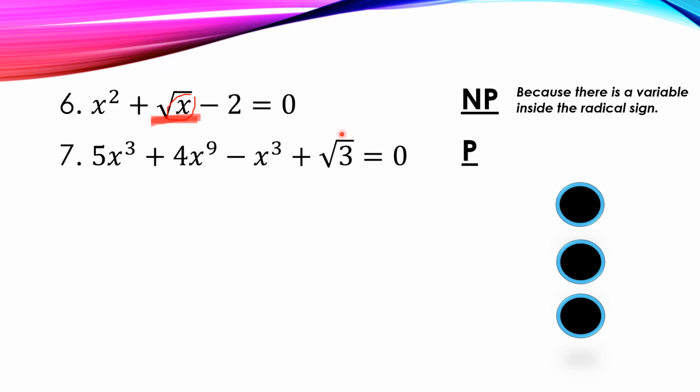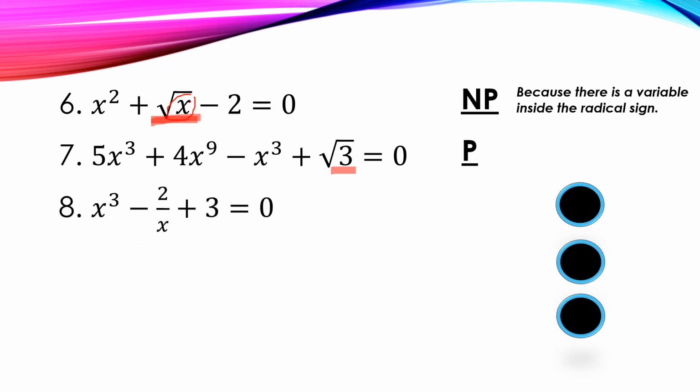Square root din. Pero, bakit hindi ito naging not a polynomial? It is because, ayan, yung kanyang radicand dito is not a variable. It is a real number. Ayan, yun yung sinasabi ko kanina dito sa number 6. Dahil ang kanyang radicand dito is positive 3, therefore, it will satisfy the condition for the polynomial equation.